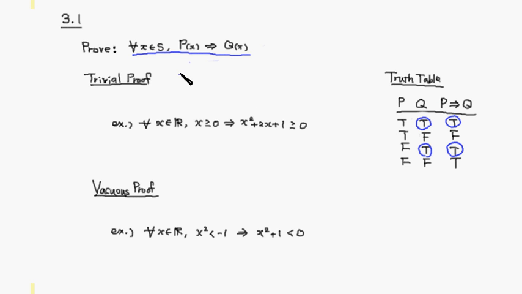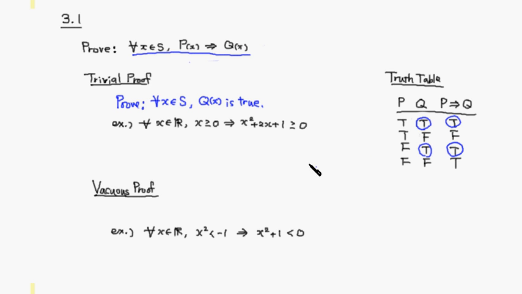So we're kind of ignoring the if part, but if you can prove that for all x in the set S, if you can establish that Q of x is true, then we would have the true implication, right?